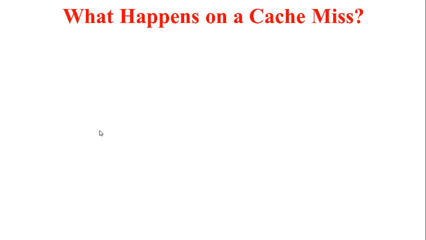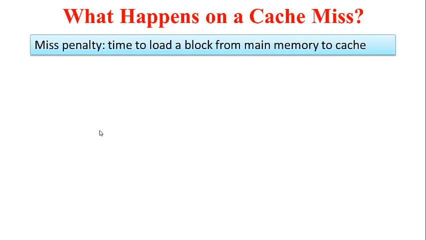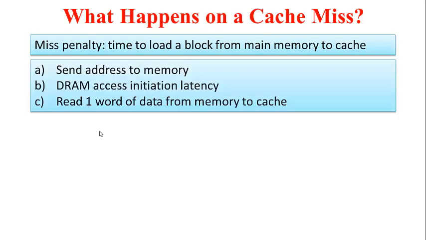And the reason why this interface is important is that it dictates the miss penalty, which is an important performance metric. The miss penalty is the time to load a block of words from main memory to cache. There are three main steps which will happen on a cache miss to handle the miss.